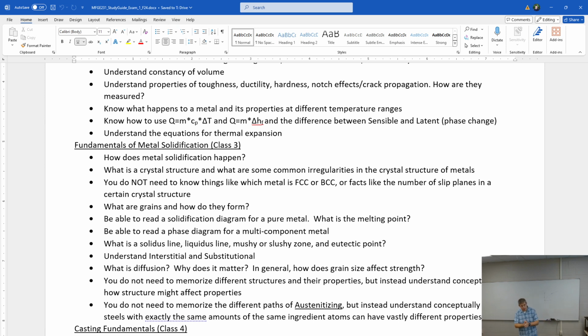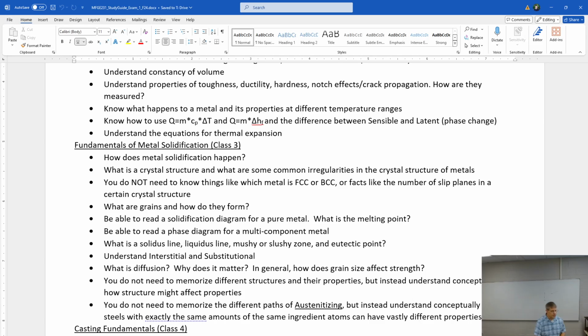Understand constancy of volume and understand how to apply stress and strain and constancy of volume to the different processes that we've talked about so far. You should know toughness, ductility, hardness, notch effects, or crack propagation. Any questions about any of those?